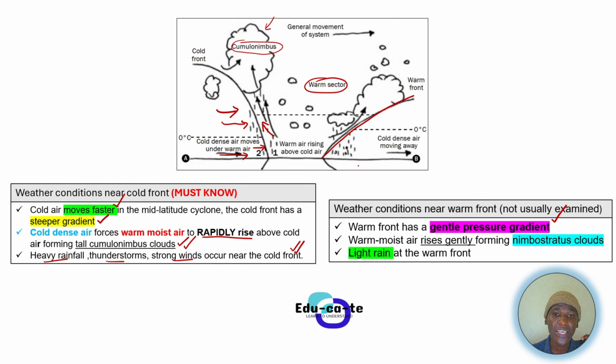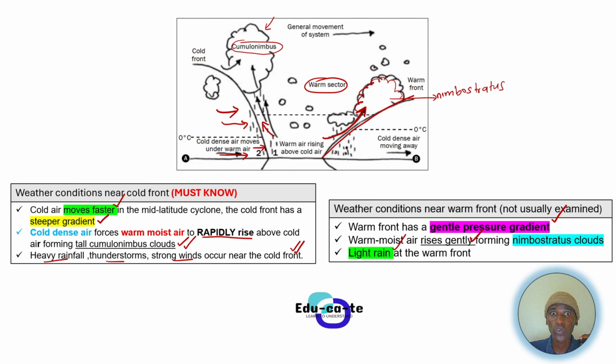So basically, when warm moist air in the warm sector rises along the warm front, it doesn't really rise with a lot of pressure. So we don't use the word rapidly rise, we say it just rises gently. It rises gently along the warm front, and when it reaches the higher layers of the atmosphere, it will form nimbostratus clouds. So the clouds that form near the warm front are known as nimbostratus clouds. Nimbostratus clouds do not really bring heavy rainfall, they just bring light rain.